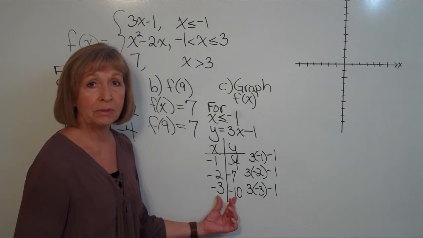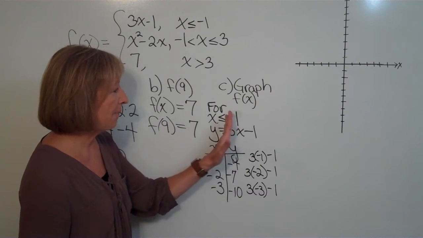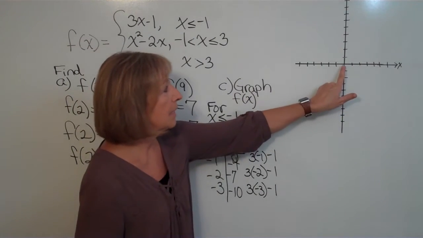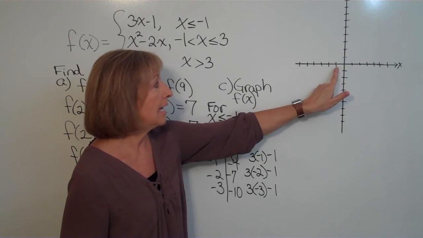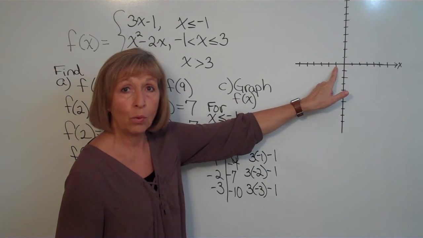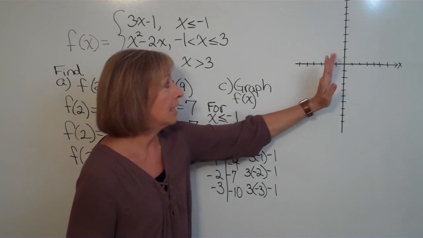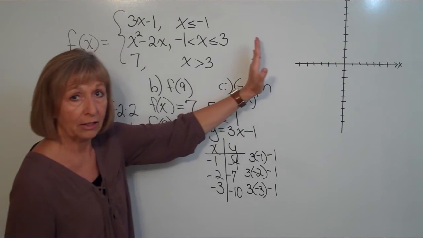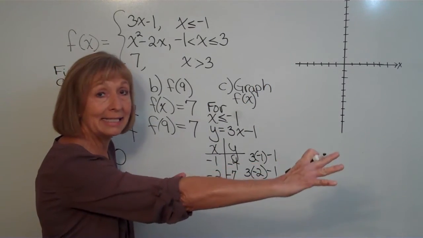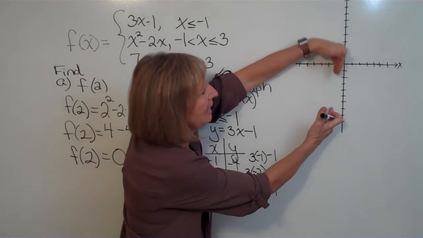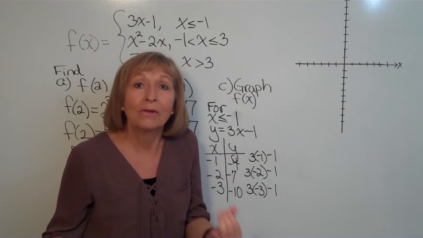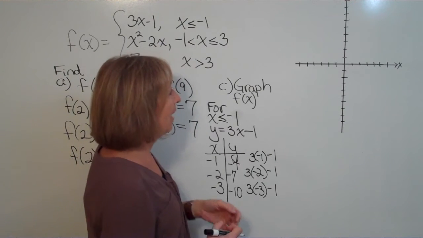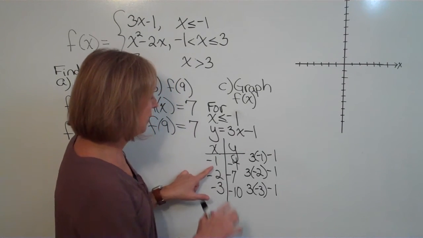So I have those particular dots for just that piece, for the x's that are less than or equal to -1. When I think of my origin, an x value of -1 is one left of the origin, so this piece is only from that x value over here. I can't extend it any further beyond x equal -1, because that rule is not valid for values bigger than -1.